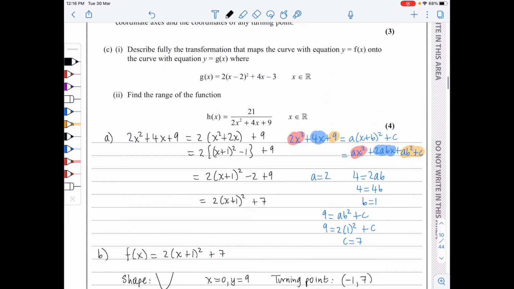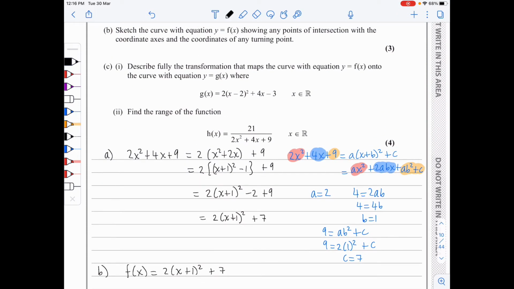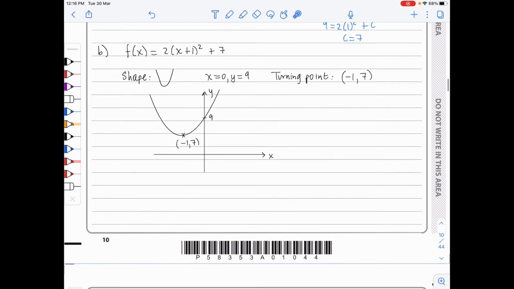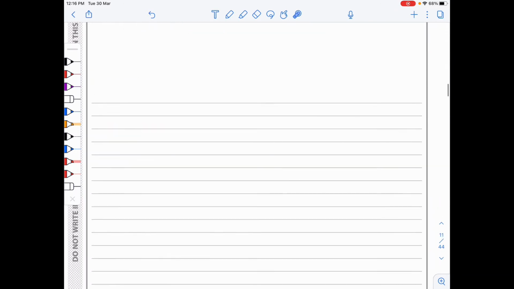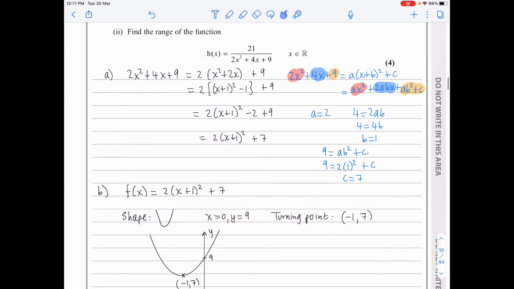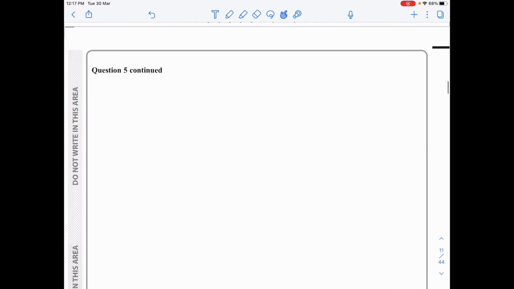And then for C, we need to describe fully the transformation that will map f of x onto g of x, which is given here. So somehow we need to find a way of associating f of x with g of x. I think what I can do is first of all start by writing that f of x is, we said, 2x squared plus 4x plus 9, and then we've got g of x, which is, we said, 2(x minus 2) squared plus 4x minus 3.